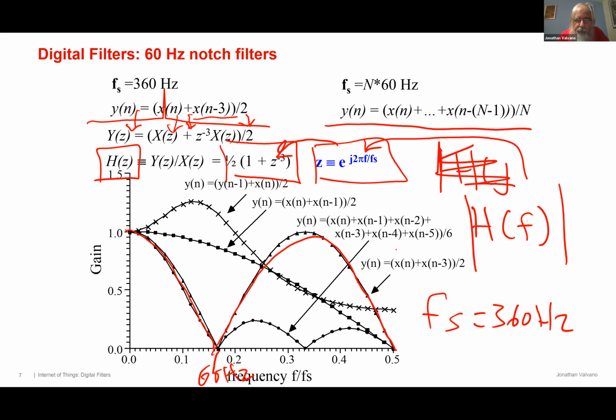Here's an example. Sum the last 6 points. Sample at 360. This is n equals 6. Sample at 360, and you'll notch 60, and cool enough, you'll also notch 120 and 180. So they're easy to implement, real easy to implement.